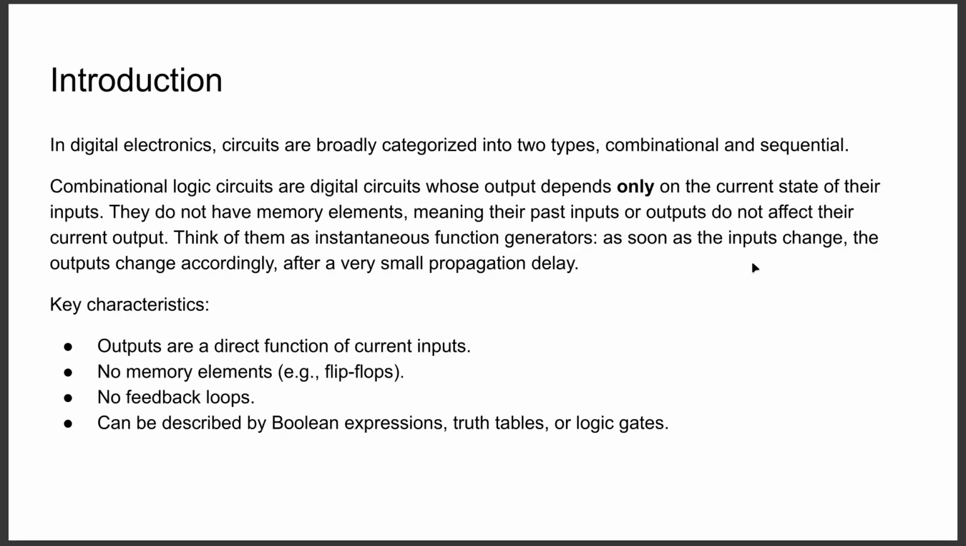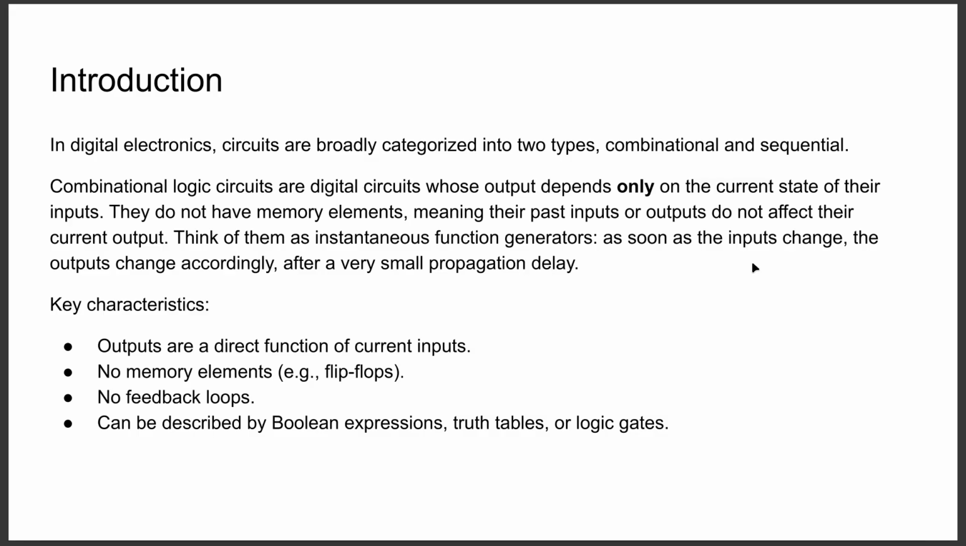So, in digital electronics, circuits are broadly organized into two types, combinational and sequential. Today we're going to be talking about combinational logic circuits, which are digital circuits whose output depends only on the current state of their inputs. They do not have memory elements, meaning their past inputs or outputs do not affect their current output. Think of them as instantaneous function generators. As soon as the inputs change, the outputs change accordingly, after a very small propagation delay.